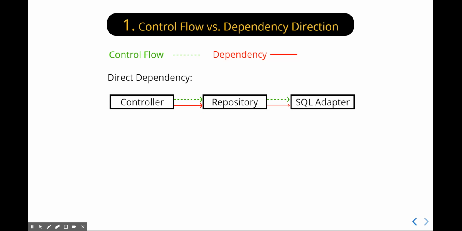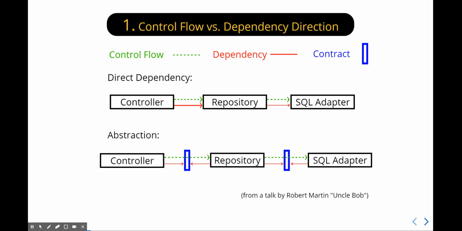So here in a direct dependency, you'll notice that control flow and the direction of the dependency point in the same direction. Now, if you were to introduce a contract, say an interface in this example, you'll notice control flow is unaffected. However, the direction of the dependency is inverted.